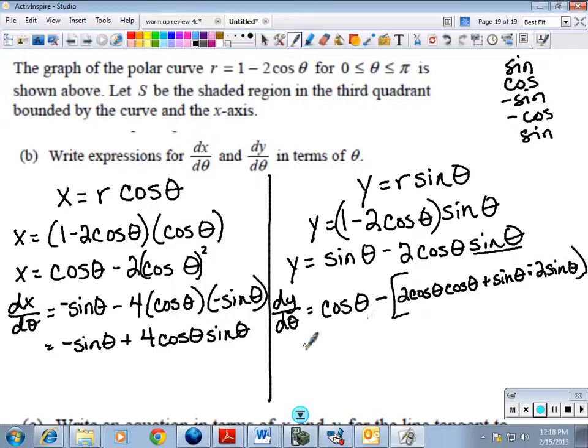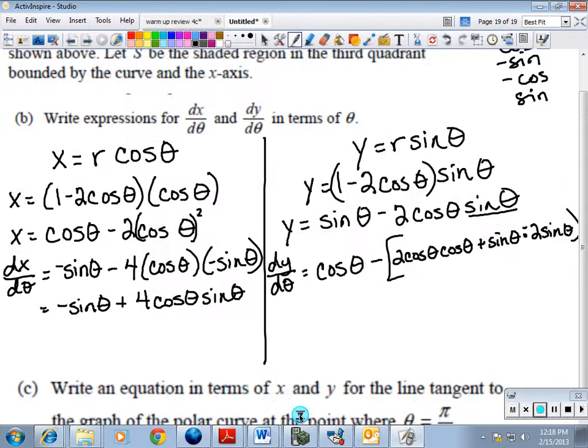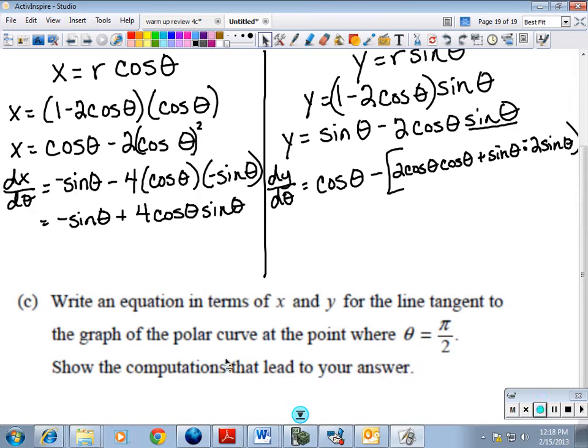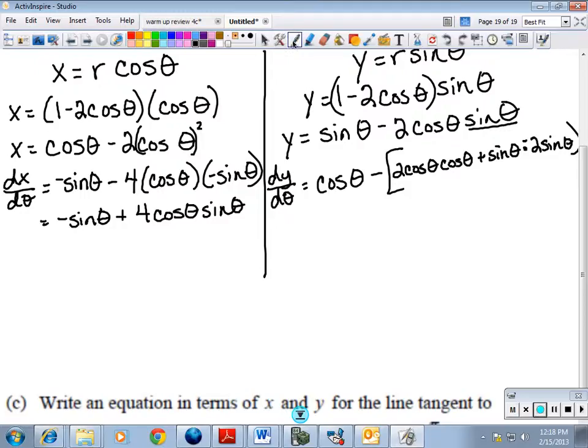So let me clean it up a little bit more. Scroll down just a bit, and there's part C. I'm going to get to it in just a minute. dy d theta. I think technically you could leave it like this, but just to clean it up, I'm going to make it look like the answer on the rubric. Is cosine of theta minus 2 cosine squared of theta plus 2 sine squared of theta.